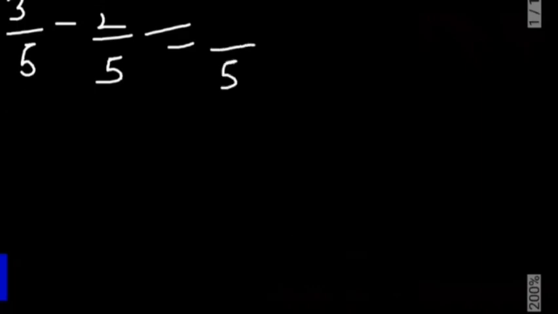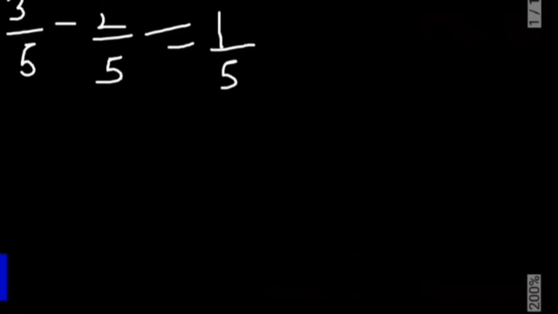We have 3 over 5 minus 2 over 5. We follow the same rule. They have the same common denominator, so we just pick one and we perform the arithmetic on top. 3 minus 2. 3 minus 2 is what? 1. So this is the solution to this.